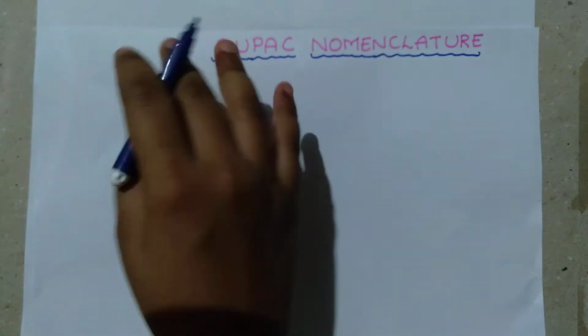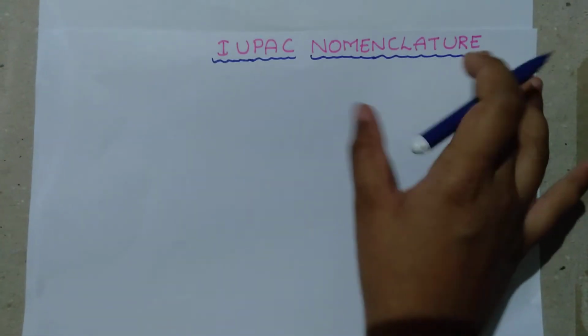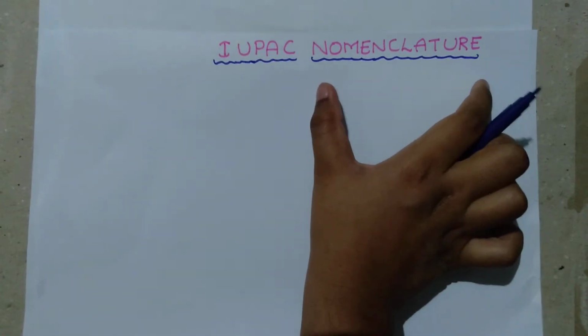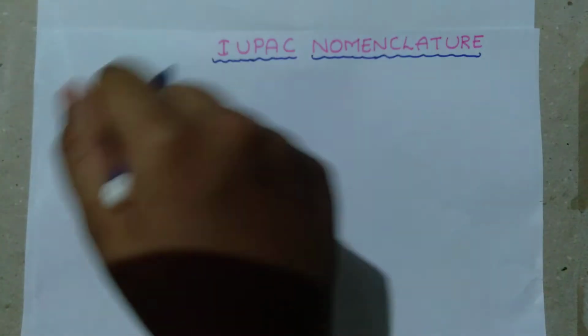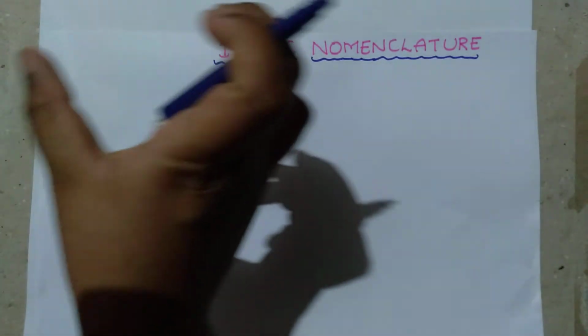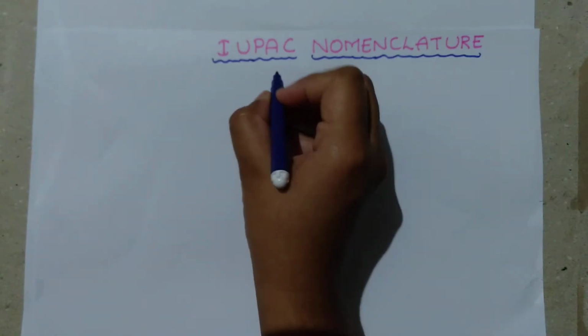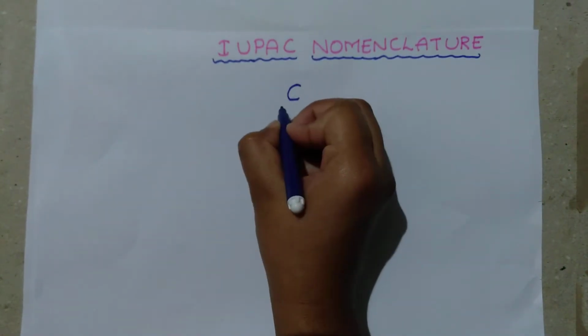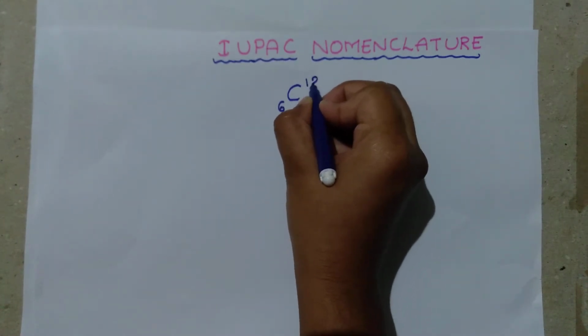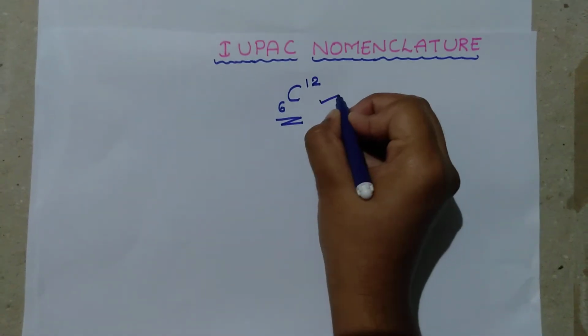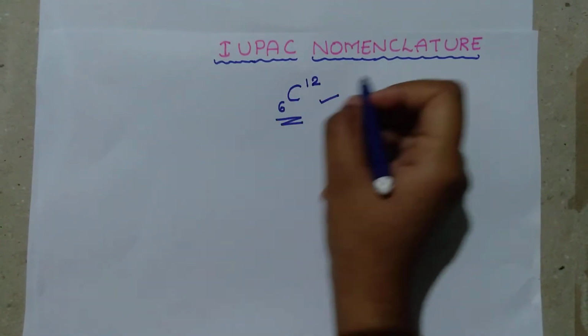So today I would like to explain to you about IUPAC nomenclature. Do you know about organic chemistry? The word organic chemistry includes a most important element, carbon. This is an element which is used in our daily life.